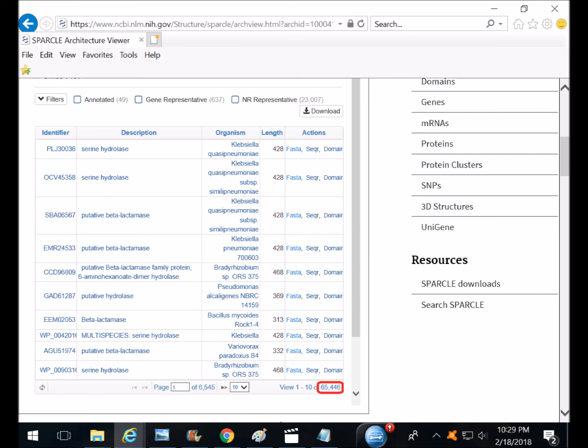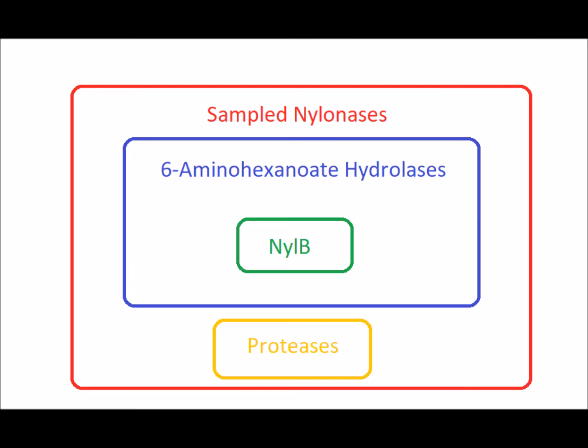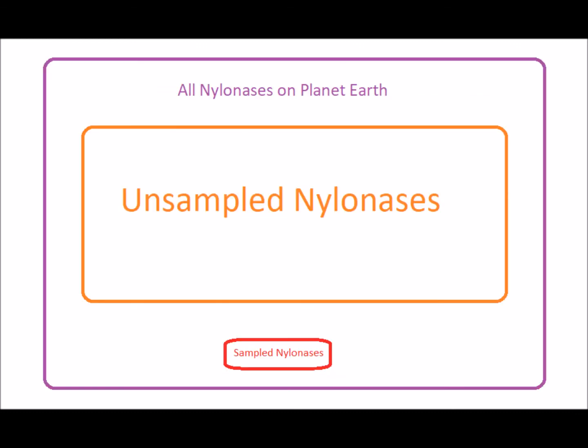And you could see that it'll be challenging to actually go through each and every one, but there are a lot of those. Now that said, this architecture of NylB is only one architecture, one member of a larger class of nylonases known as 6-aminohexanoate hydrolases. And that class is yet a member of an even larger class of nylonases that include proteases like trypsin.